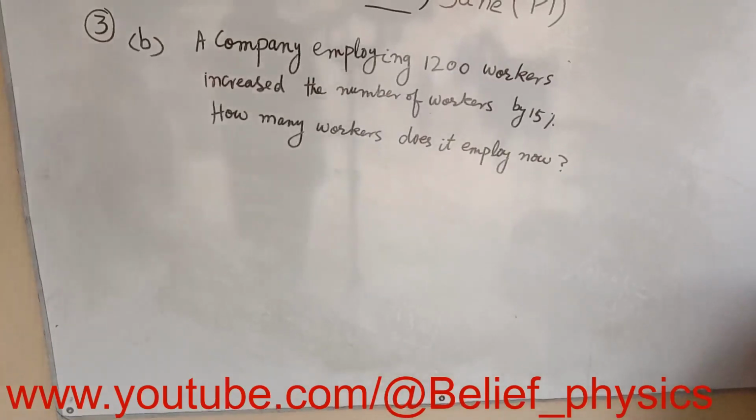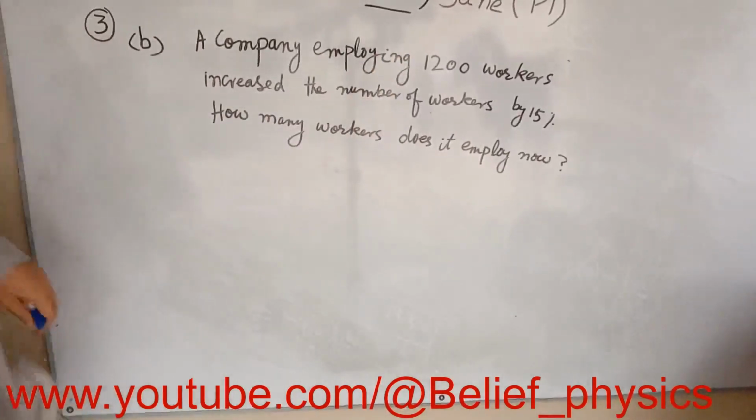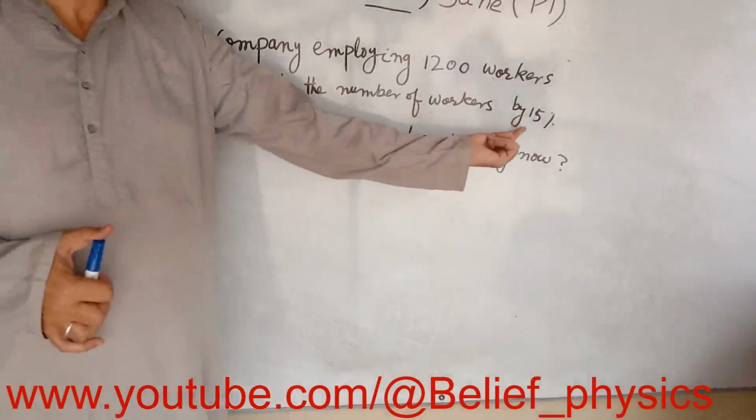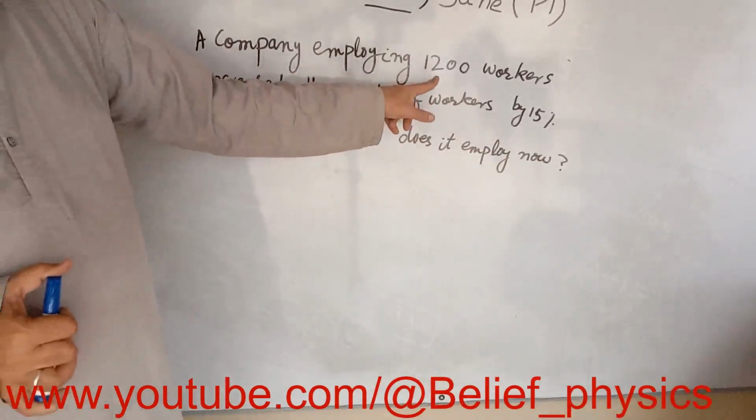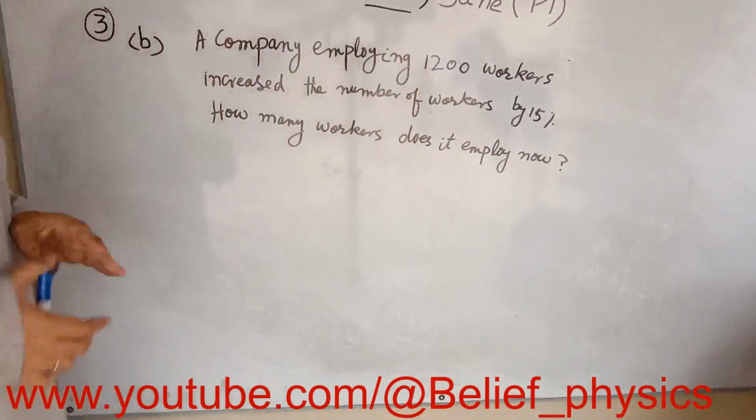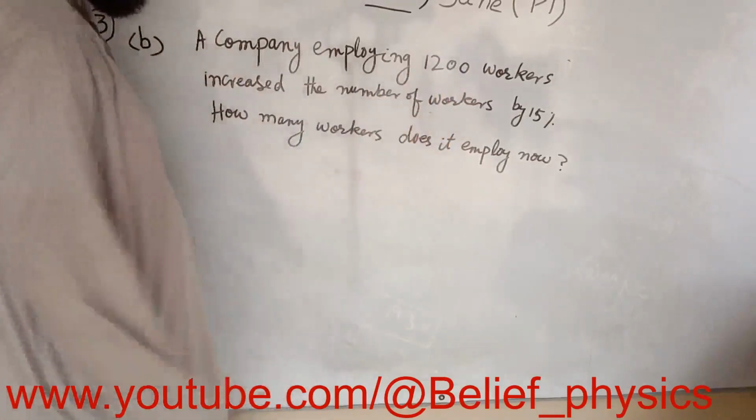And part B of question number 3 is: a company employing 1200 workers increases the number of workers by 15%. So it is a 15% increase on 1200. We have to find the 15% of 1200. How many workers does the company have?